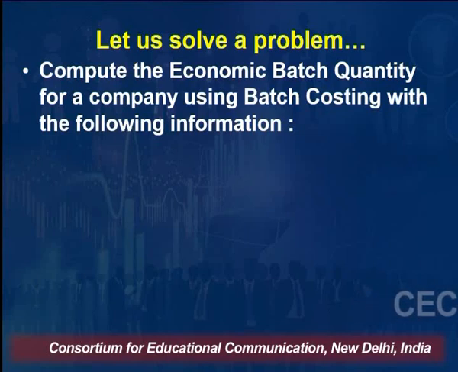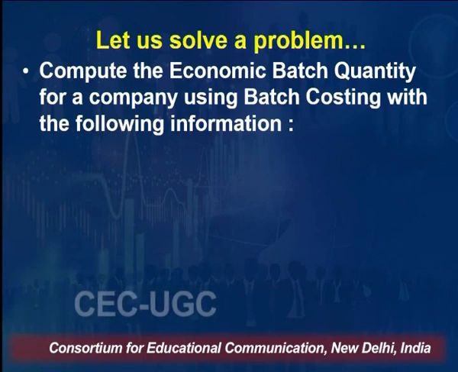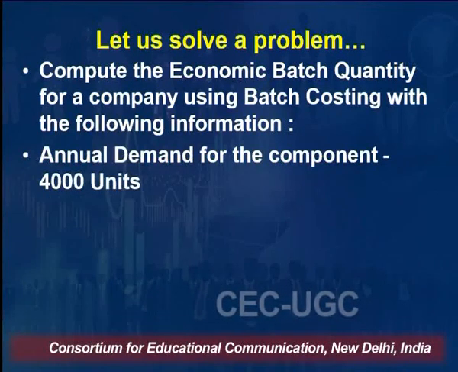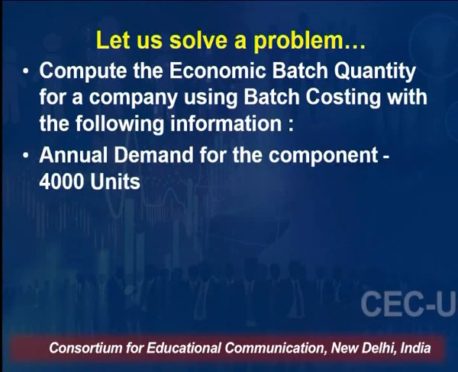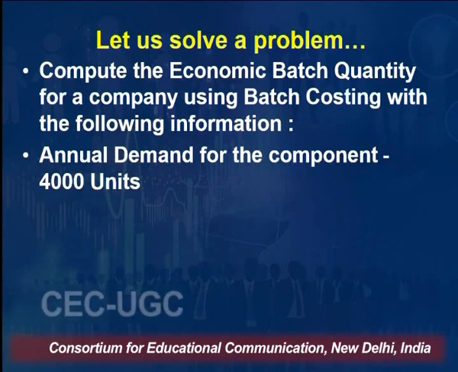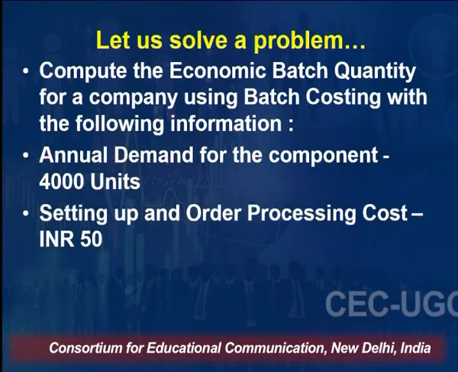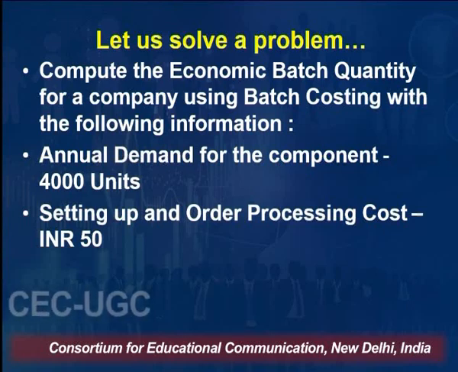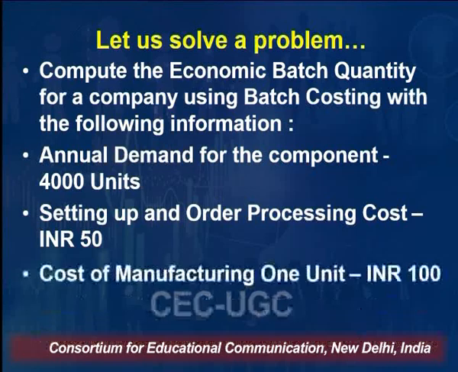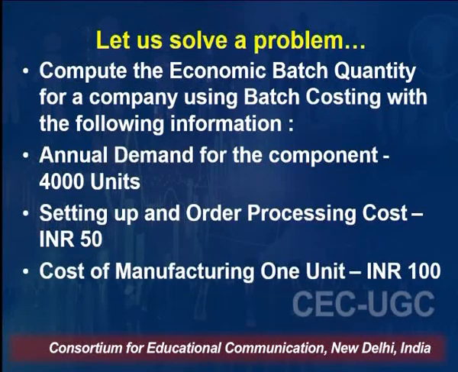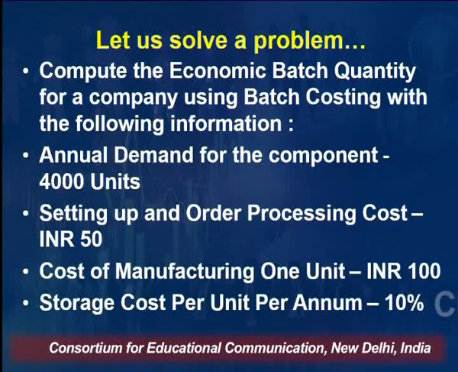There is a company which is asking you to compute the economic batch quantity using batch costing with this information. The annual demand for the component is 4,000 units. Setting up and order processing cost is rupees 50. Cost of manufacturing 1 unit is rupees 100 and storage cost per unit per annum is 10%.